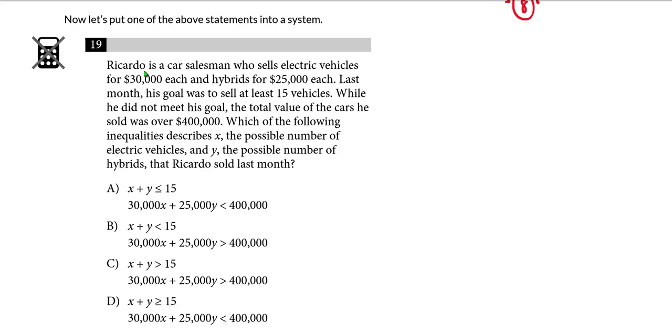We've got Ricardo again, car salesman, sells electric vehicles at $30,000 each, hybrids at $25,000 each. Last month his goal was to sell at least 15 vehicles. You've got some linear inequality language there that we'll need to translate. While he did not meet his goal, the total value of the cars he sold was over $400,000. Which of the following inequalities describes X, the possible number of electric vehicles, and Y, the possible number of hybrids that Ricardo sold last month?